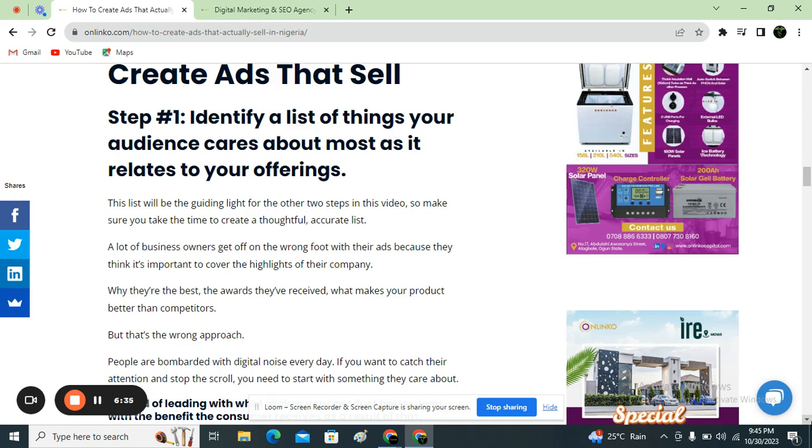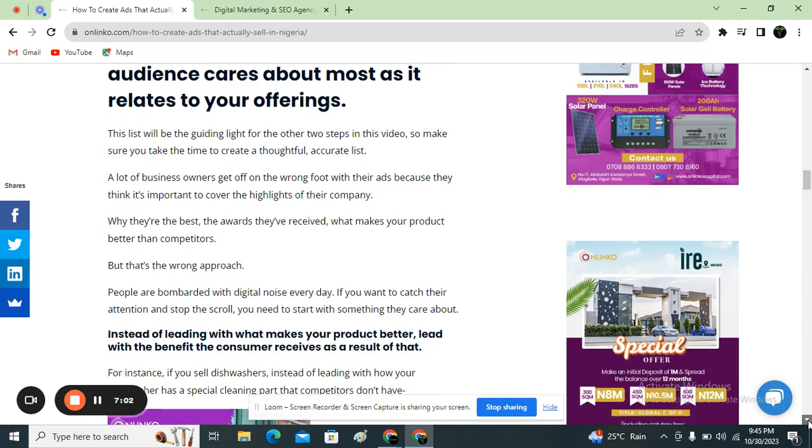A lot of business owners get off on the wrong foot with their ads because they think it is important to cover the highlights of their company, which is not right. Everybody knows your company name. Everybody has heard your company name. What is it for them? Why you are the best, what they have received, what makes your product better than other competitors. But that is the wrong approach.